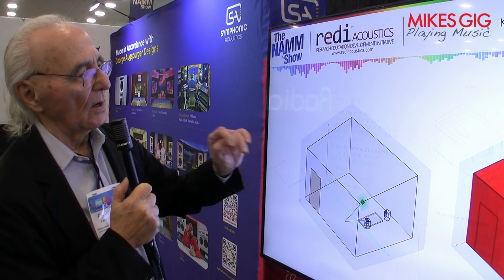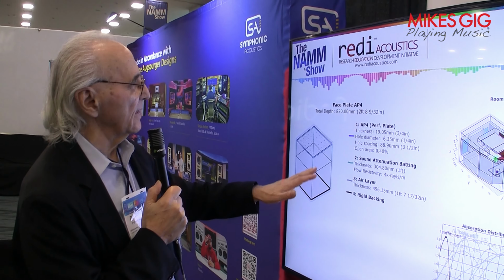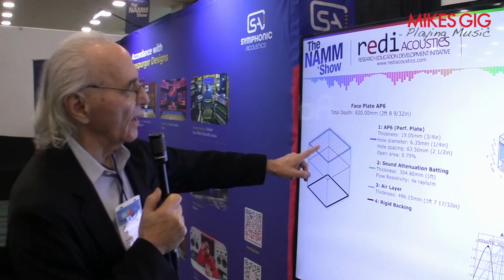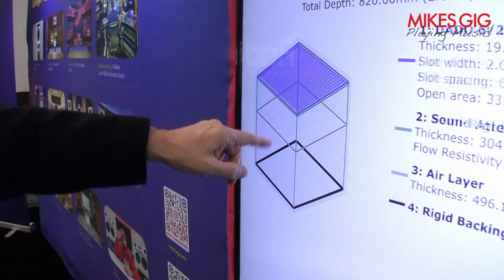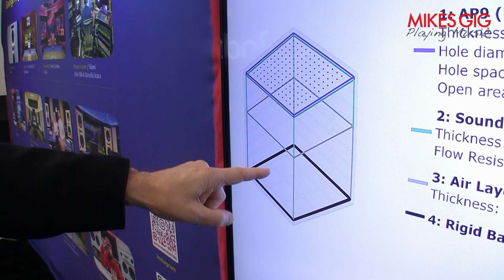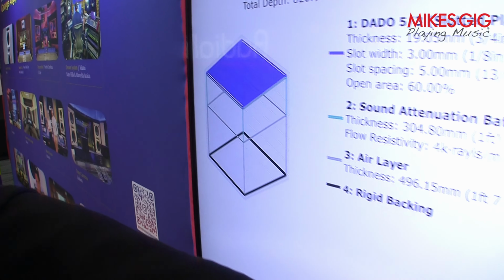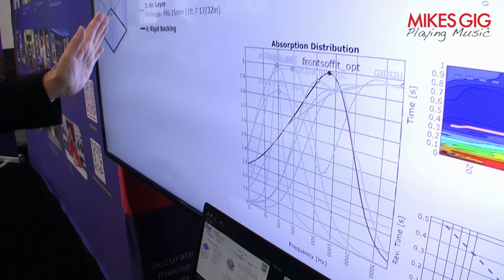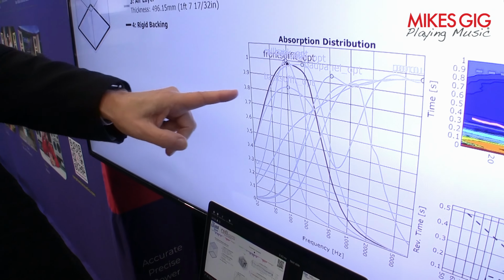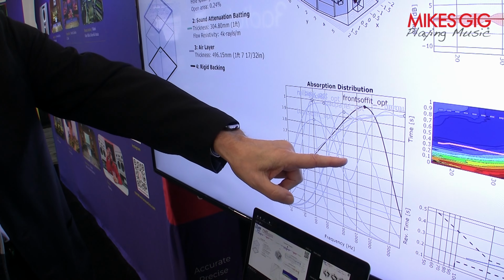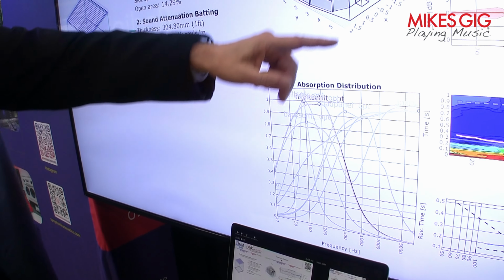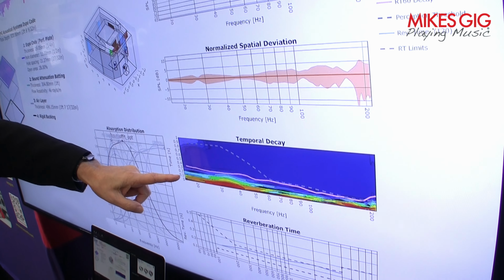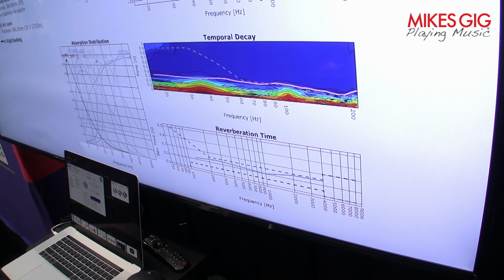Once we do that, we then go through the process of applying acoustical materials. We can apply hundreds of different acoustical materials, and each acoustical material that we apply has a different acoustical spectrum. This is just an example of how the different acoustical treatments provide absorption over different frequency ranges and how that affects the frequency response, spatial deviation, temporal decay, and reverberation time of your room.